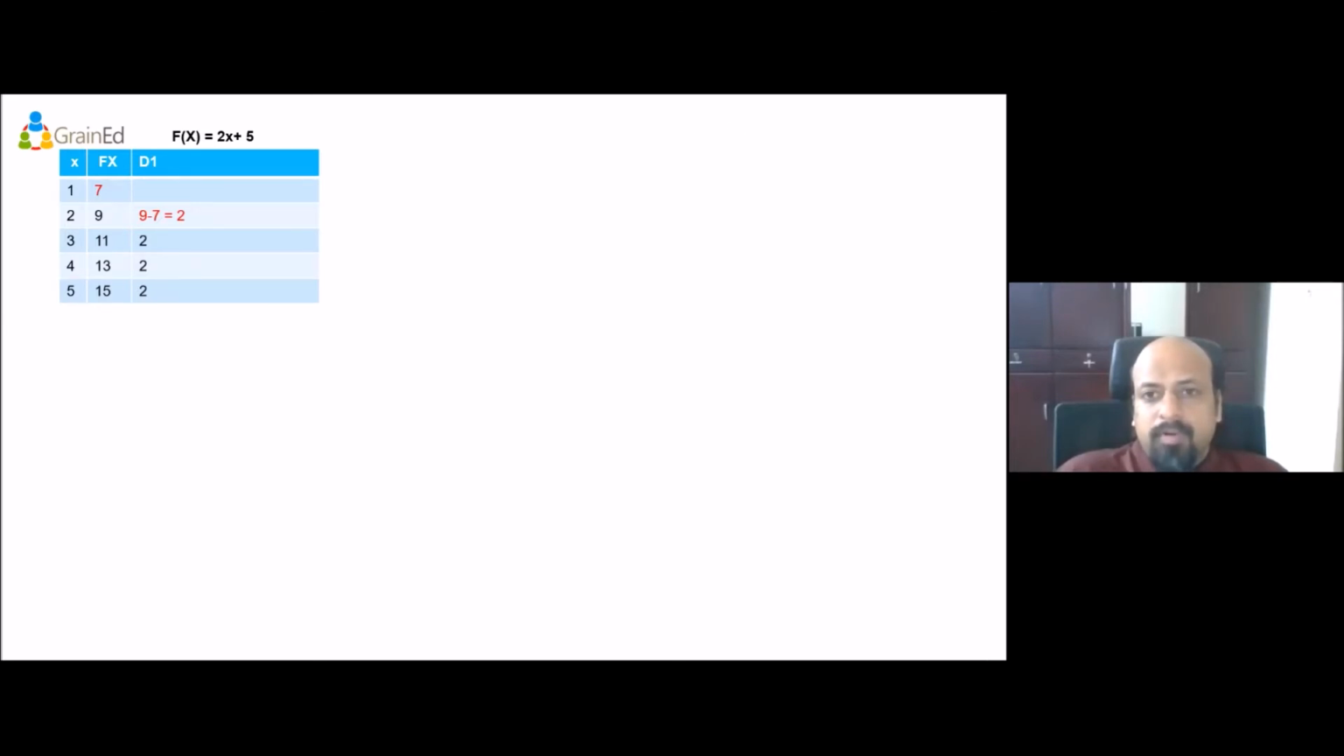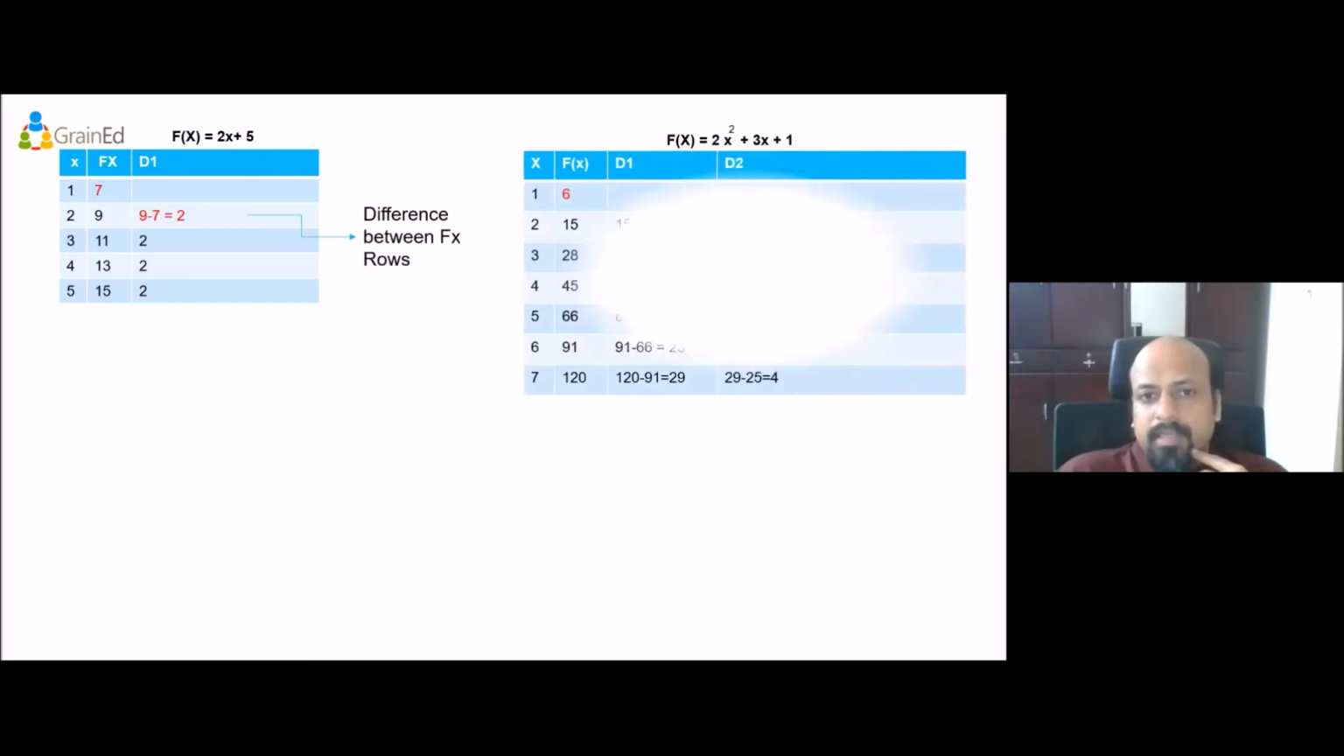Now I'm taking one more complex one with the power 2. Not complex, it's very easy for you to calculate in your mind. What does it become? Let's look at d1. What is d1 in this case? 15 minus 6 is equal to 9. Whereas what is d2?